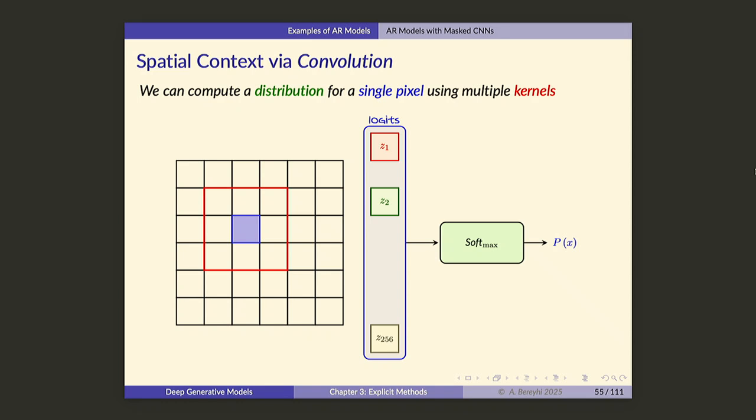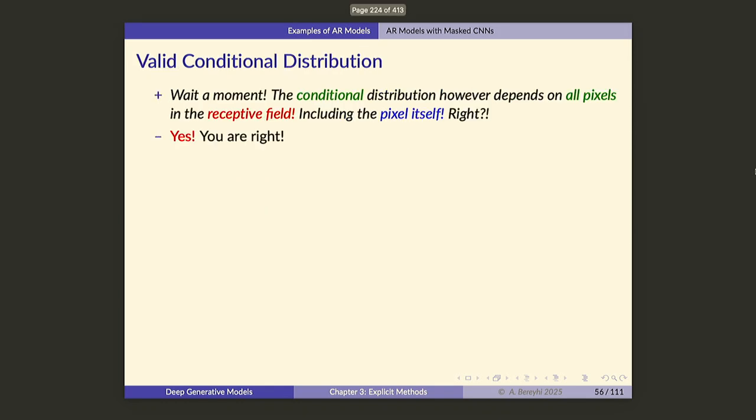Everybody's clear? Questions? No? Okay, great. So the issue here is that the receptive field is including the pixel itself and a bunch of them after that. And this is a problem, so this is not really the conditional distribution that we really want.